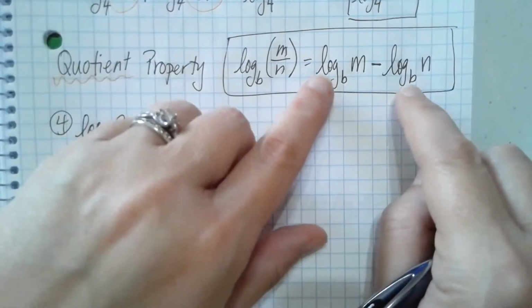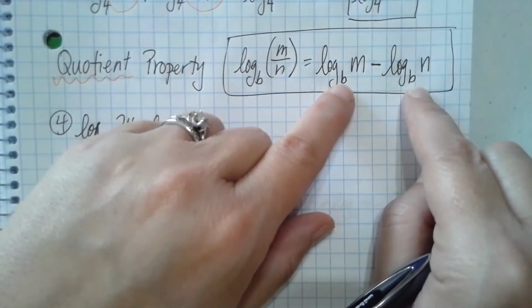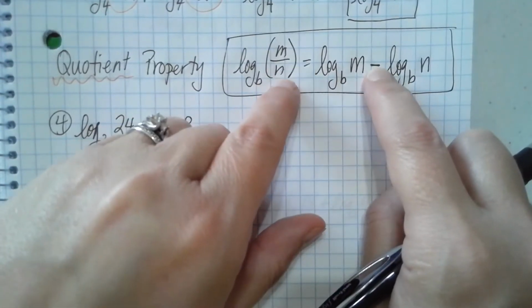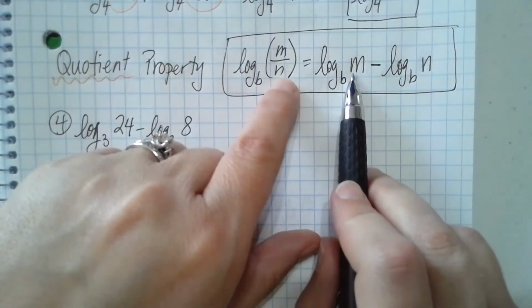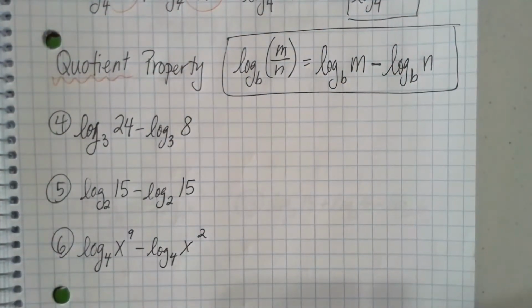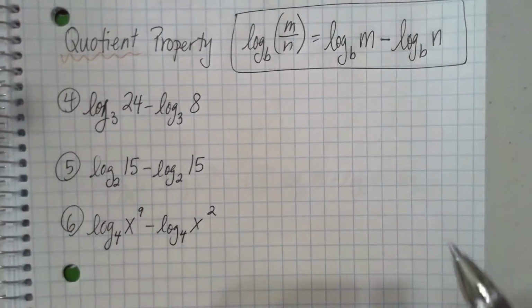Okay, so again, looking for the log, same base, then a subtraction sign. We're going to write it as a fraction, and it's whatever comes first divided by whatever comes next. Okay. All right, so we got a couple examples here.